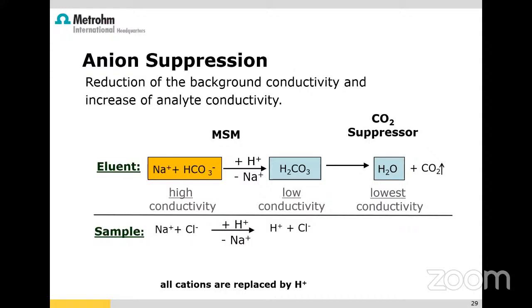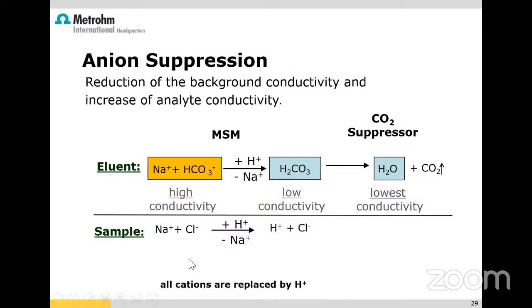Not completely. You will have some dissolved things also. But the majority you find is water and carbon dioxide, and the carbon dioxide goes off. Now, from a high conducting eluent, it is converted to a lowest conductivity using the Metrohm suppressor module. Now, what is the advantage? It reduces the background conductivity, or the mobile phase conductivity.